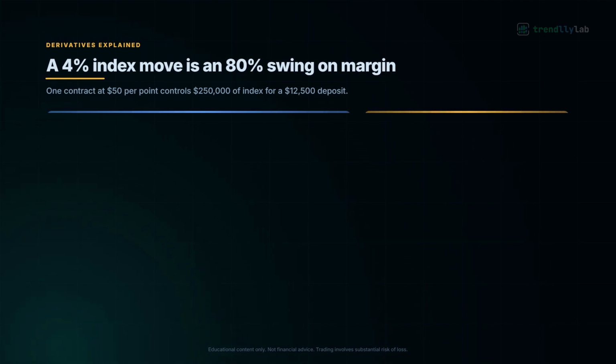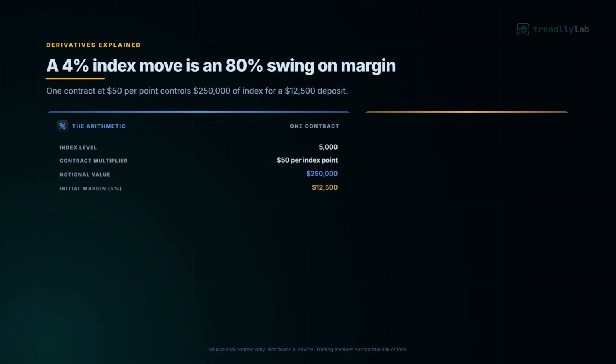The arithmetic for one contract. Take it line by line. The index level is 5,000. The contract multiplier is $50 per index point. So the notional value is $250,000. And the initial margin is $12,500, which is 5% of it.